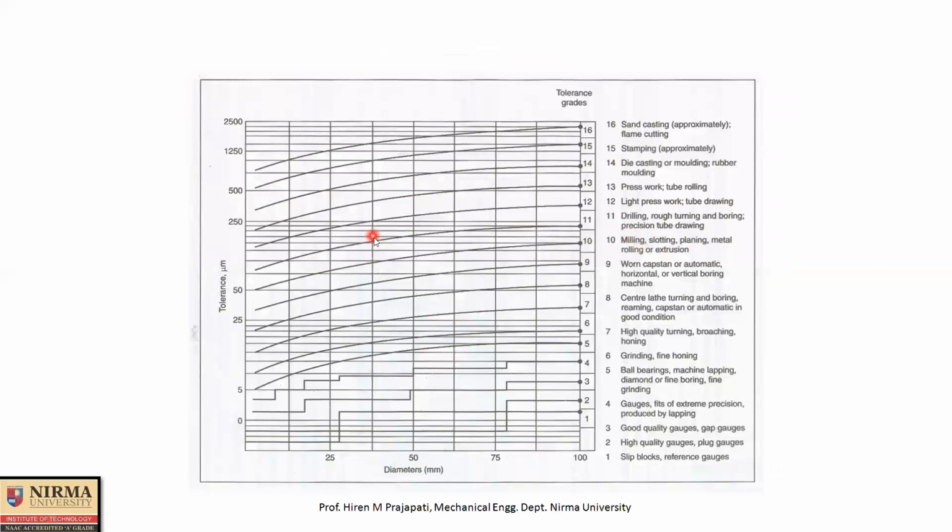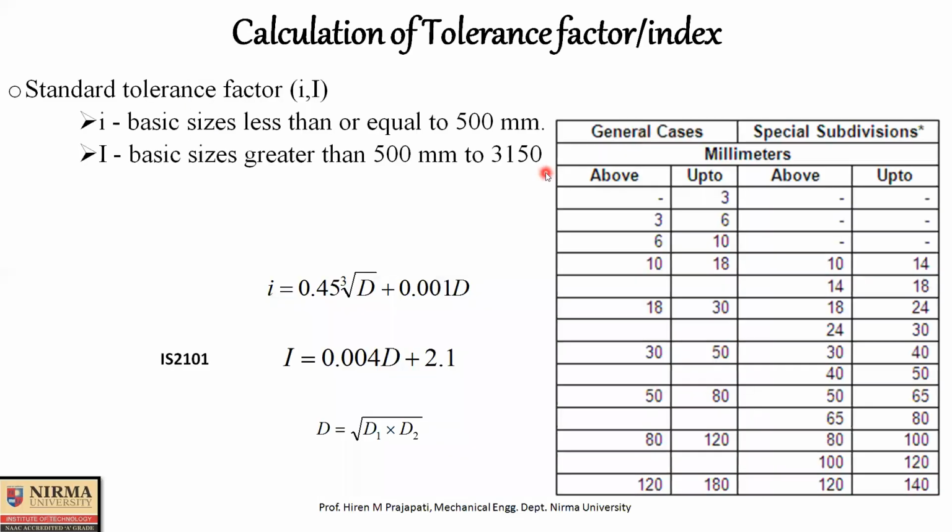The same equations are indicated in graphical form from IT 1 to IT 16. Different curves are indicated here as per the basic size. The x-axis is basic size and the y-axis is tolerance. Each IT grade, as I told you, defines tolerance value in micron. So as you move from IT 7 to IT 16, you get more and more coarse tolerance, or more and more rough finishing operations. Then we are talking about this tolerance factor.